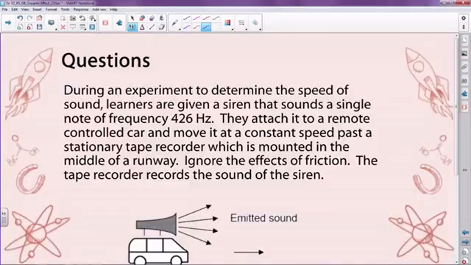Okay, so that's all well and good. We need to do a problem because that's what this is about, okay? So let's look at the first problem. And they say to you, during an experiment to determine the speed of sound. So I already know where I'm going with this. They want us to determine the speed of sound.